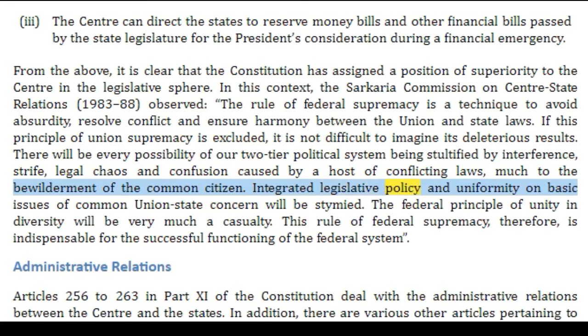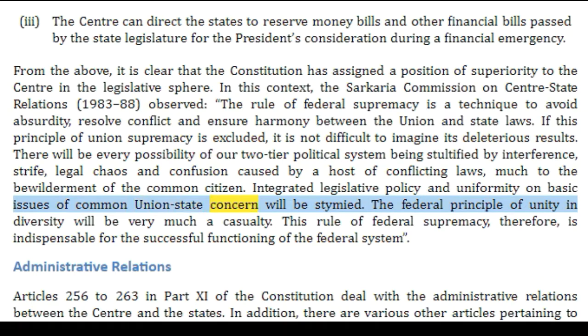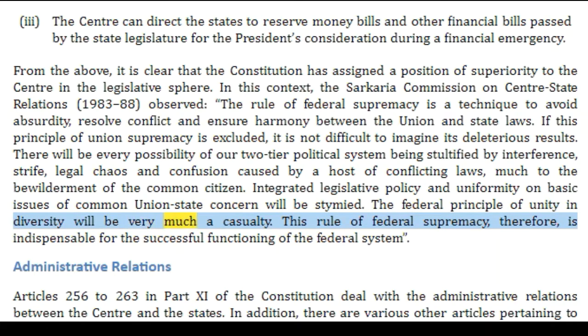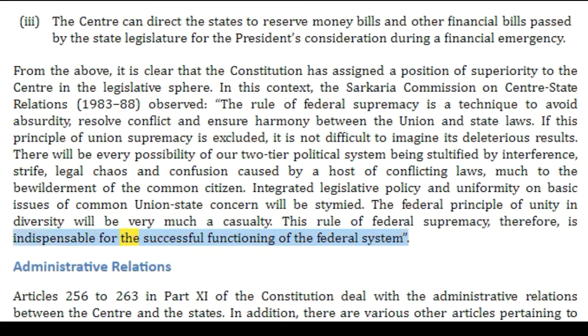Integrated legislative policy and uniformity on basic issues of common Union-state concern will be stymied. The federal principle of unity in diversity will be very much a casualty. This rule of federal supremacy, therefore, is indispensable for the successful functioning of the federal system."